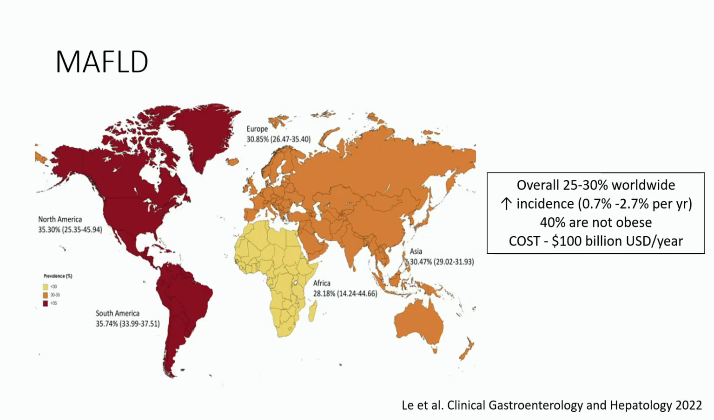As everyone in this room would know, this is a big problem. About 1/4 to 1/3 of people in the world have fatty liver disease, and the incidence is increasing, and the significance of the incidence is increasing as well. Interestingly, 40% are not obese, but the cost is huge, about $100 billion US in the US alone.